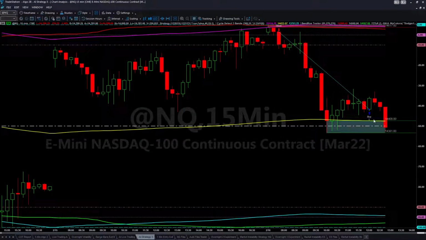Same thing with this right here. We're kind of in that demand zone right here. If it breaks below the 381, then this is probably going to continue its march down. So that's where I'm at with that right there.